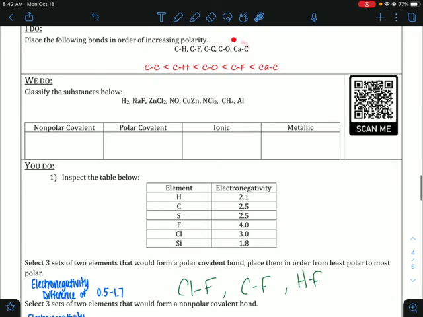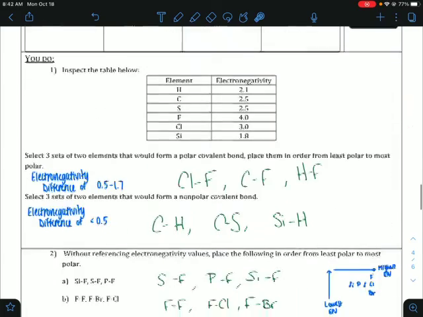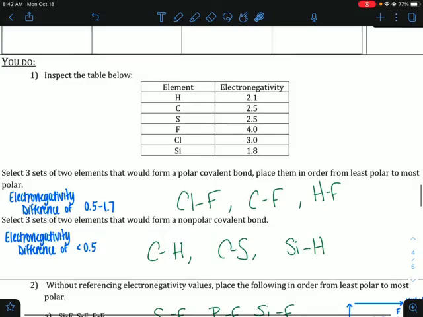Again, you've got the I-dos here. Place the following in order of increasing polarity. That's talking about your difference in electronegativity. All right, the we-do. Hopefully you watched the video here and were able to classify. Now, for our first you-do here, let me zoom in a little bit.